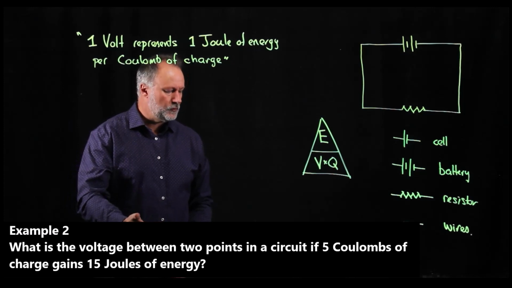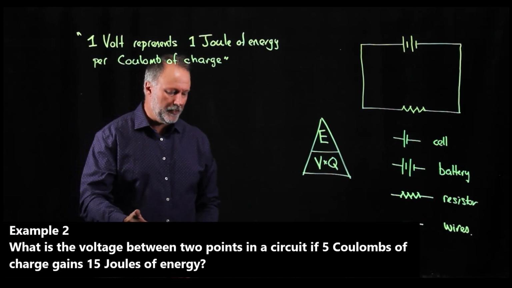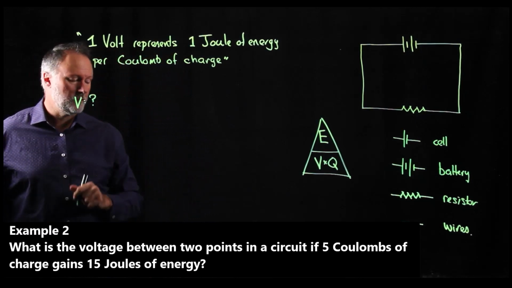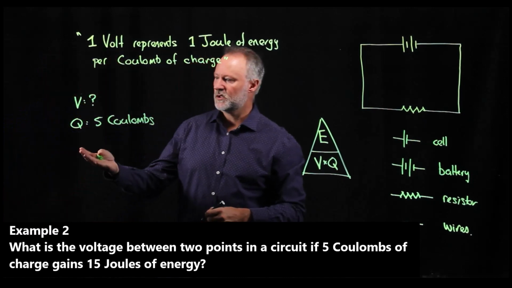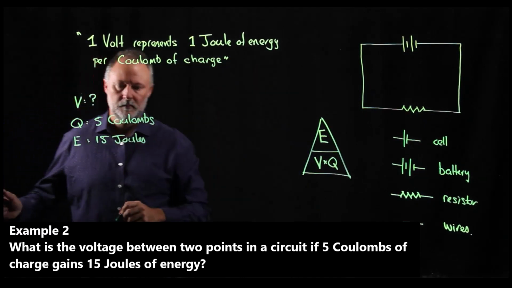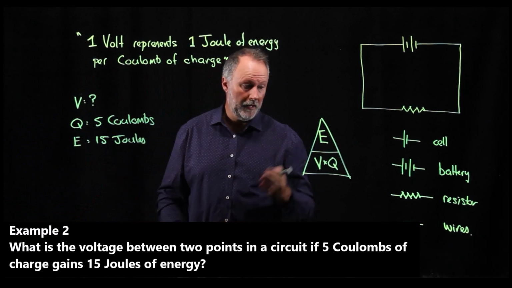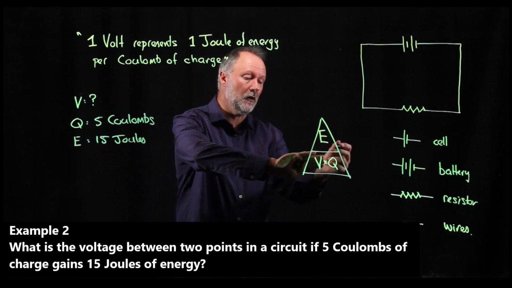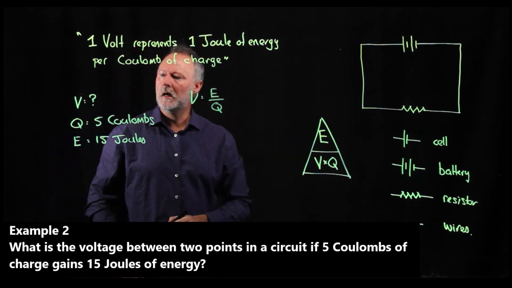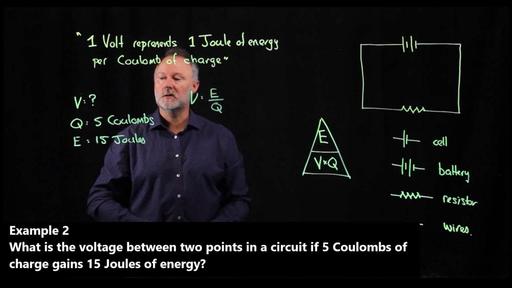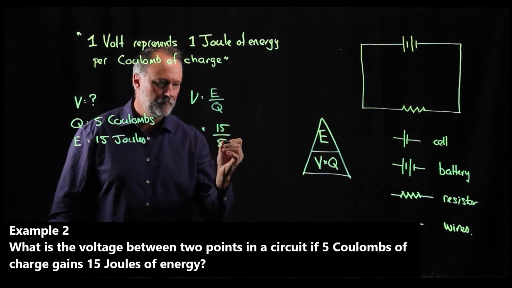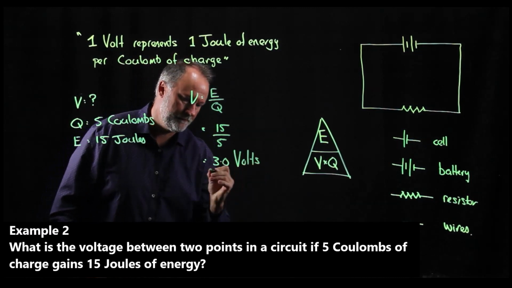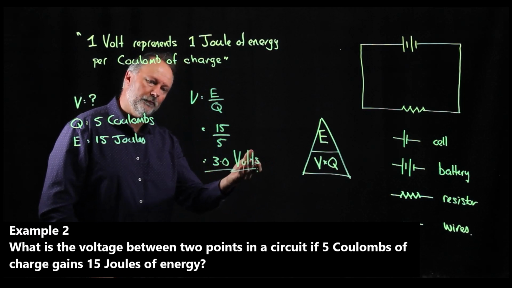Example number 2. What is the voltage between 2 points in a circuit if 5 coulombs of charge gains 15 joules of energy? So in this question, voltage equals question mark, charge equals 5 coulombs, and energy 15 joules. On our equation triangle, we want V. If I cover over V, we see that V is equal to the remainder, E over Q. Now we just take our variables and substitute into the equation to solve for V. So voltage is equal to 15 joules divided by 5 coulombs, which gives me an answer of 3 volts.